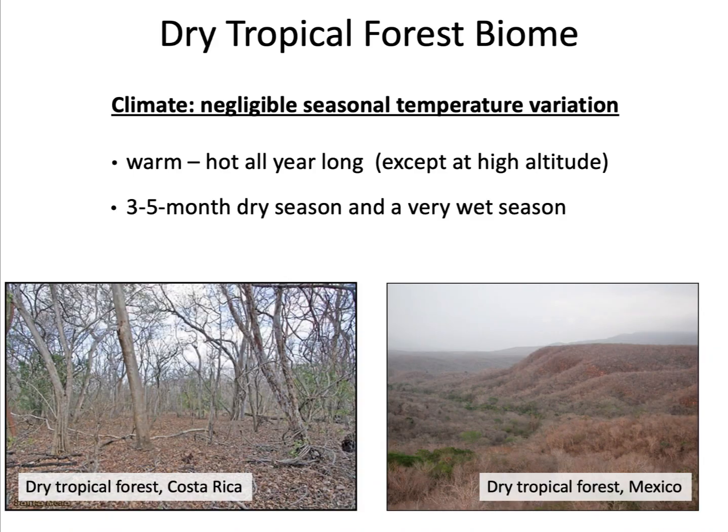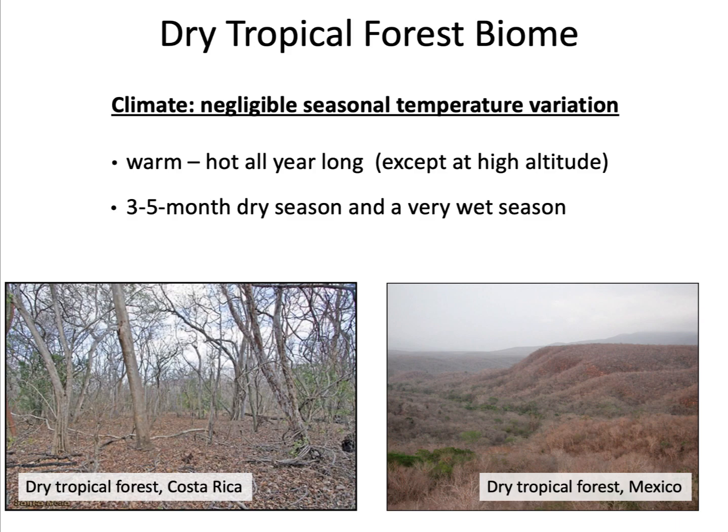On the other hand, we also have dry tropical forest biomes. These also have a negligible seasonal temperature where it's more or less warm to hot all year long. But based upon the longitude and latitude, as well as any geographical constraints, these dry tropical forest biomes tend to have a 3 to 5 month dry season, followed by a monsoon season or a very wet season.